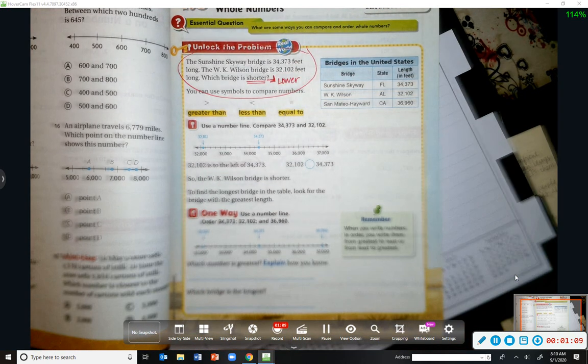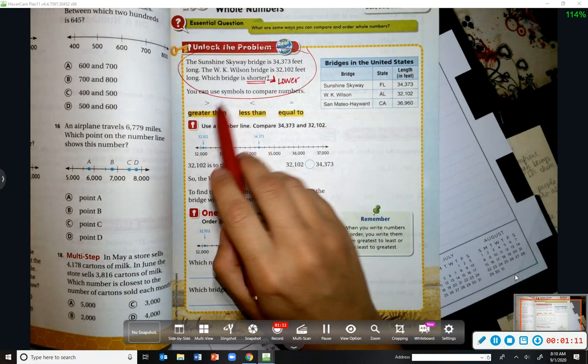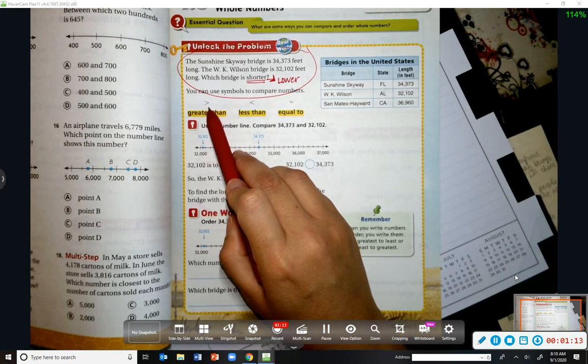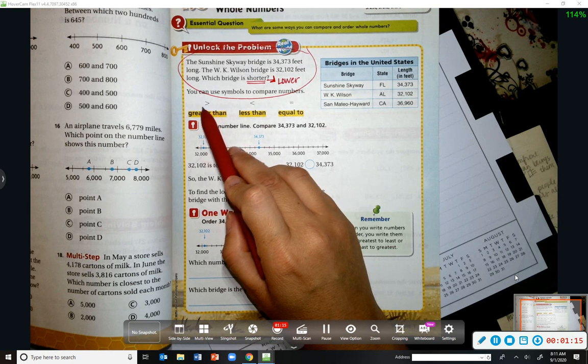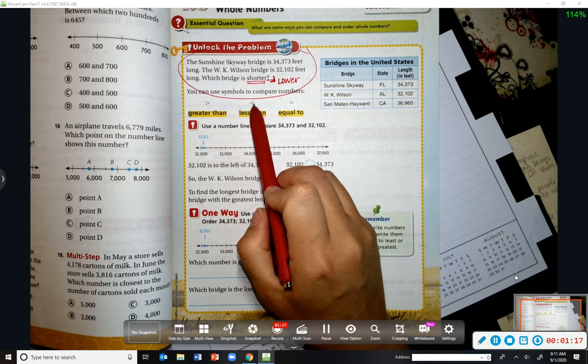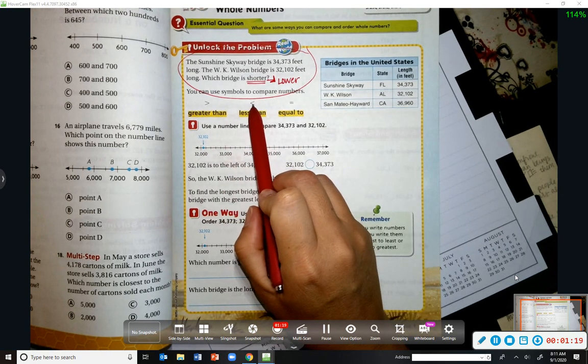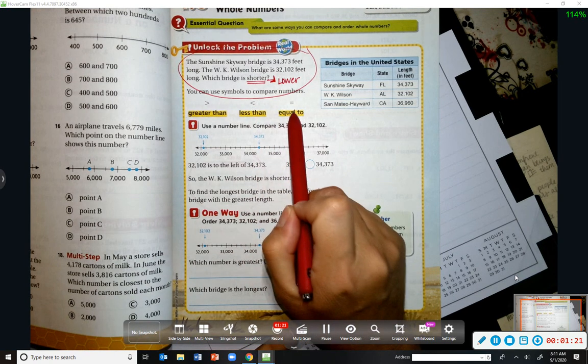Okay, so we're going to use these symbols. Greater than would be facing to the left. The mouth would be facing to the left. Less than, that means the mouth is facing away. And equal to.